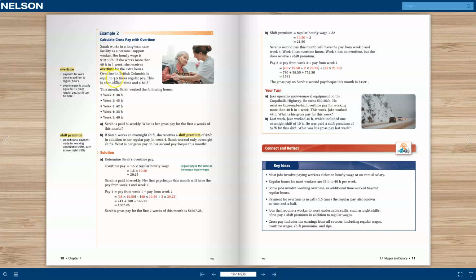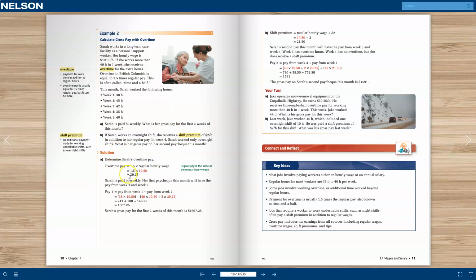It's going to be 1.5 times 19.50, which they do here, is 29.25. So her normal hourly rate is 19.50. Her time and a half rate is 29.25. Okay. So again, for week 2, you're going to have to do 40 times 19.50 because that's how much she gets for the first 40 hours, plus 5 times the 29.25. So that's kind of what they do here. So let's look at the solution here.